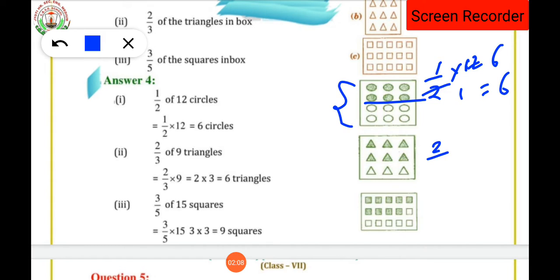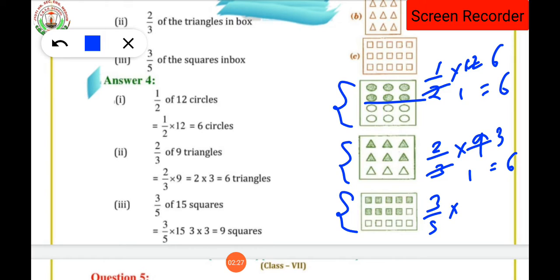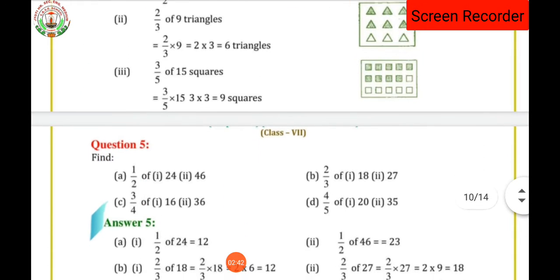In the same way, 2 by 3 into the total number of triangles. Total triangles are 3, 6, 7, 8, 9. 9 triangles are there. It gets cancelled. So again 6 triangles are shaded. Now in the third part, 3 by 5 we have to shade. So how many total squares are there? There are 15 total squares, isn't it? So it will get cancelled. So 3 into 3, 9. So here 9 squares are shaded. Clear everyone? Like this you have to do it.